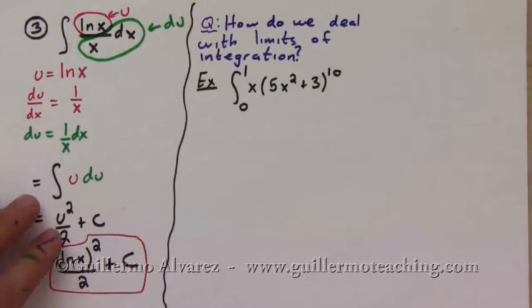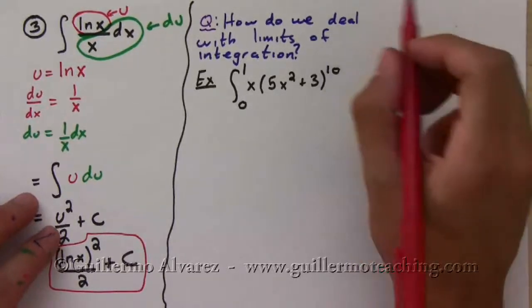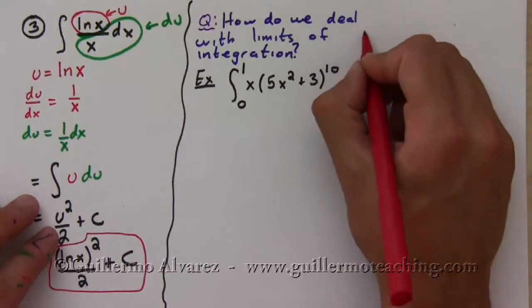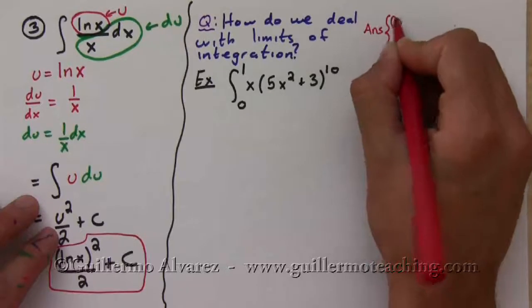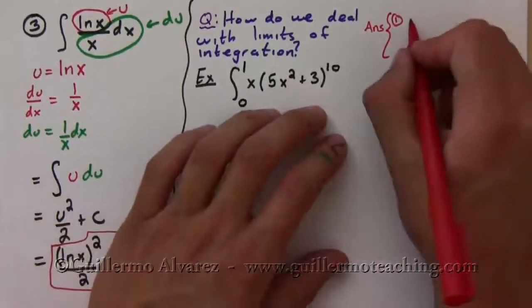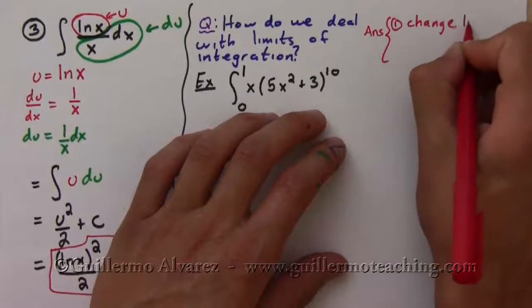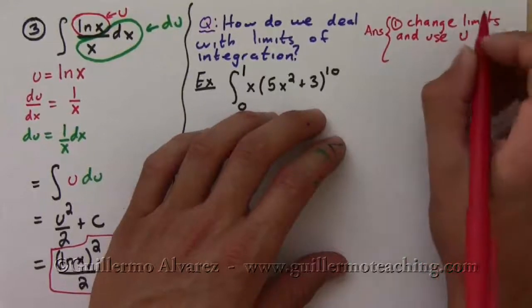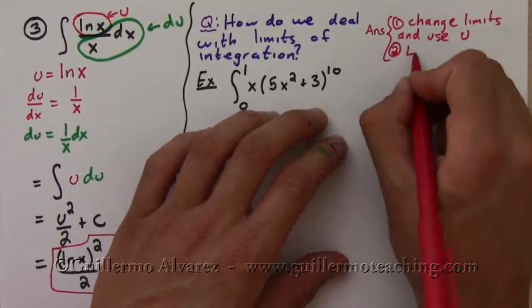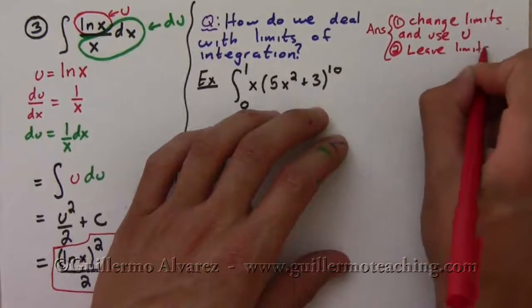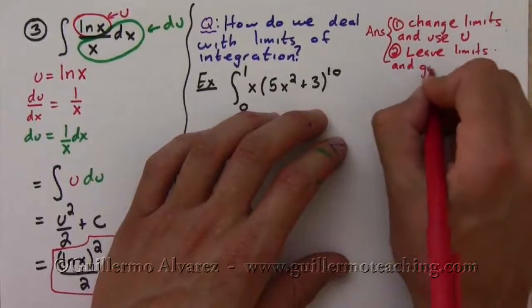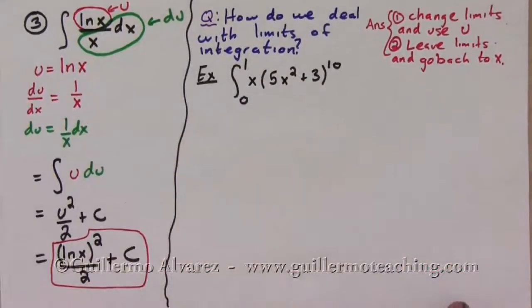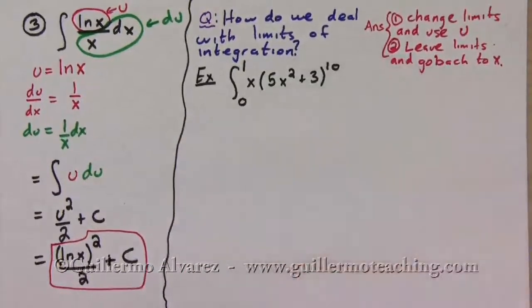Now here are your options. Option 1, so here we're going to write down the answer. Option 1 is to change the limits and use u. Option 2 is to leave the limits and go back to x. Okay, so we're going to do it both ways, and then you guys can just pick whichever one you want to do.